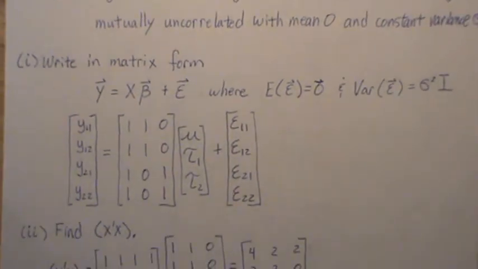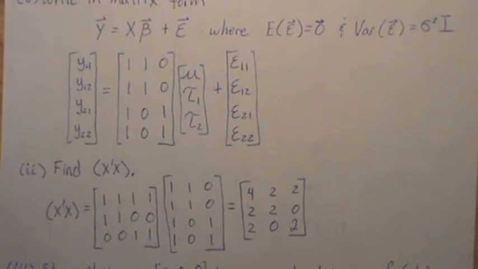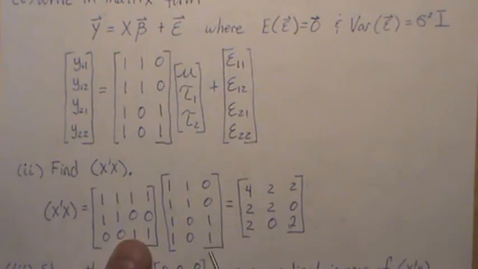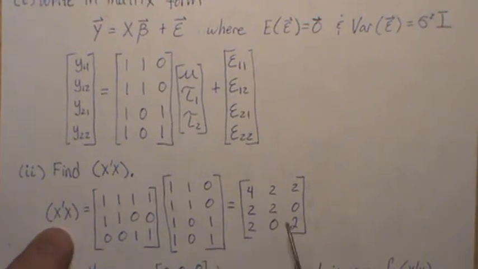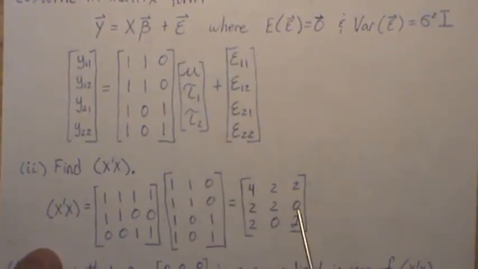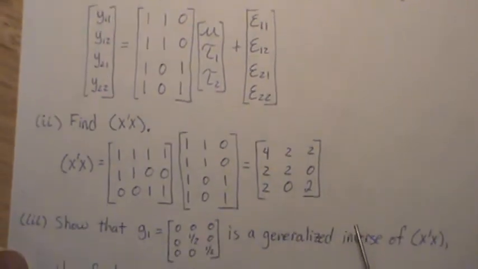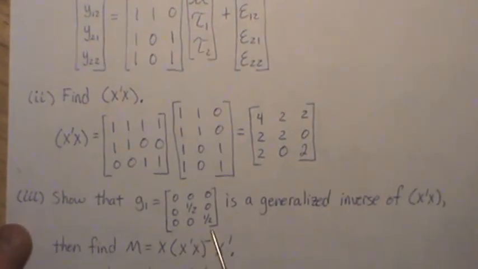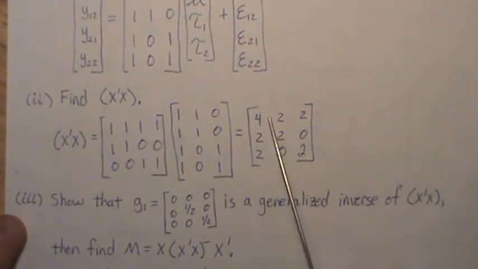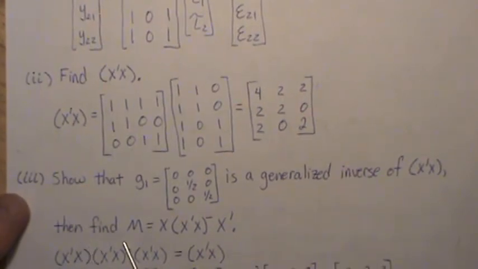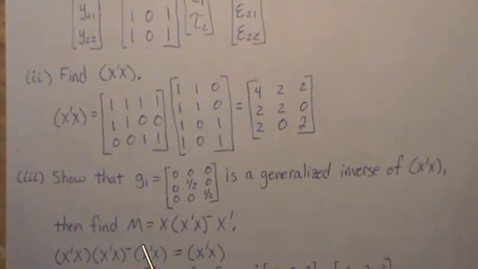Now let's find X transpose X. A lot of these matrix multiplications I have written out, so you can pause the video and go through it, but I'm not going to. So X transpose X is this, 4, 2, 2, etc. Now we want to show that G1, this matrix, is a generalized inverse of X transpose X. And then we want to find M, the perpendicular projection matrix onto the column space of X, using this formula that we derived in the previous video.